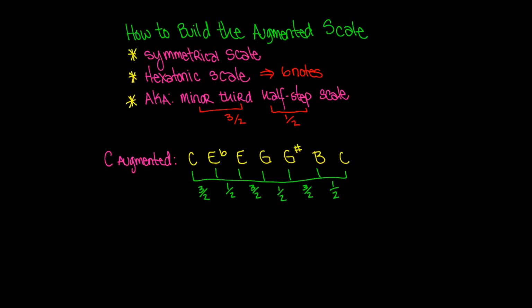Now, let's look at the reduced form of the augmented scale. Remember we had the reduced form of the diminished scales, so the same thing occurs with augmented scales as well. The way that we can do that, same exact concept, is we are going to cancel out every other scale degree. Canceling this one out, this one, and this one. And you'll notice that the first note is the same as the last note. So what we're left with in terms of unique notes in our reduced form would be C, E, and G sharp. And this would be our reduced form.